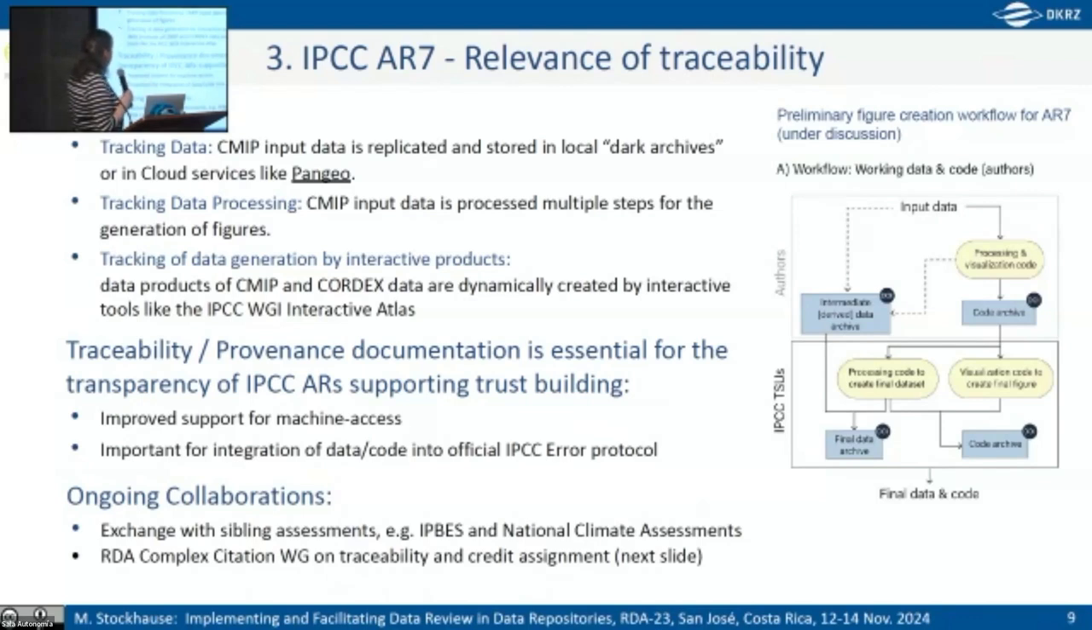And provenance and traceability is part of the trust in the product, but we also need it, for instance, for the IPCC error protocol to integrate it, because we need the information how this figure was created to identify if there is an error, which other data is affected and needs to be checked.